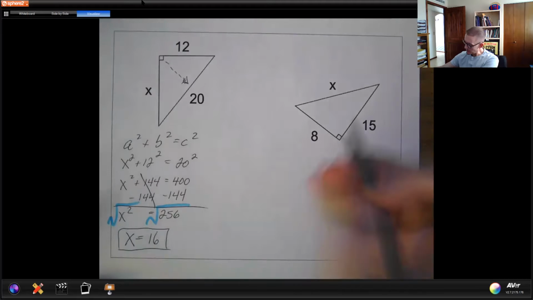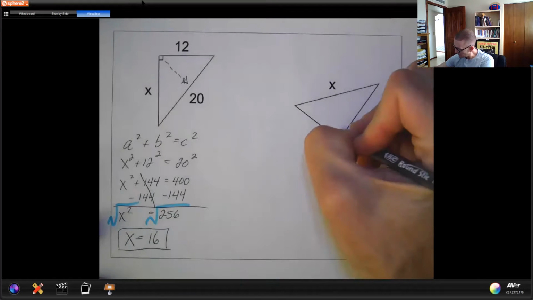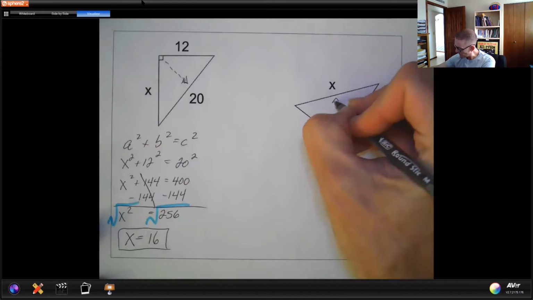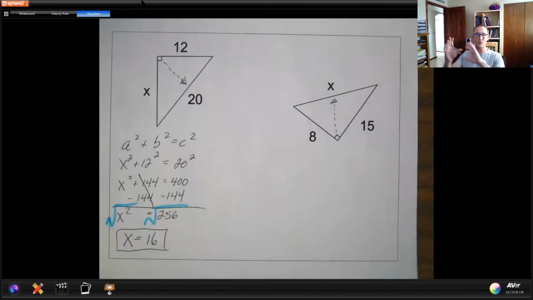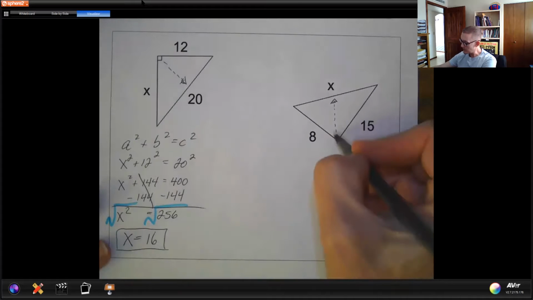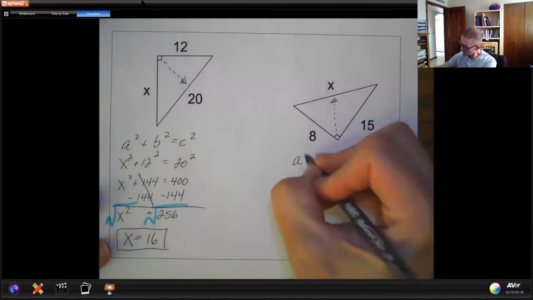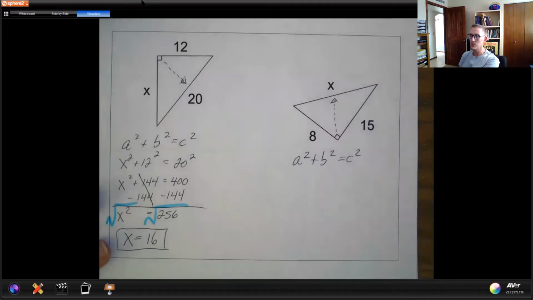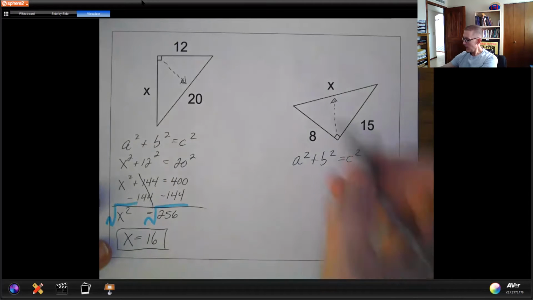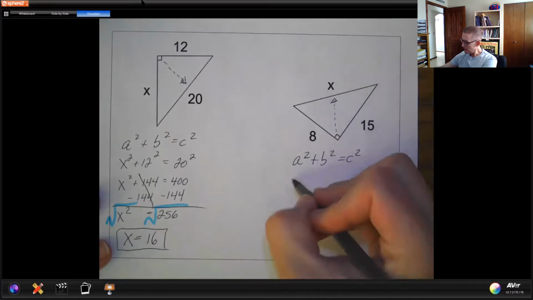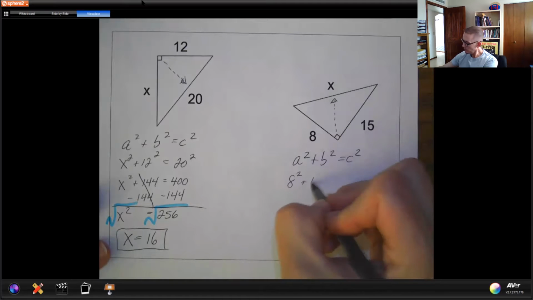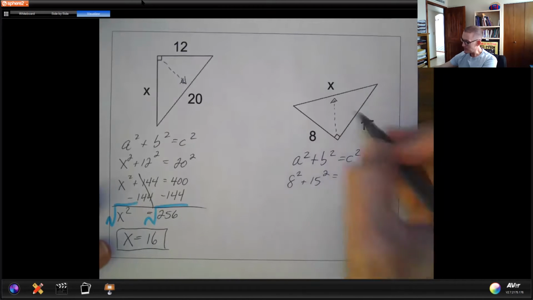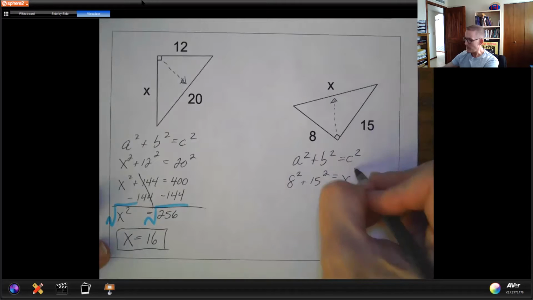And let's take a look at our second example here. So I'm going to go ahead and draw my arrow from that right angle. Notice each of these triangles has been moved and turned in slightly different locations. That's to force you to figure out which one is side C. Well, in this case, side C is our unknown. A squared plus B squared equals C squared. A and B are 8 and 15. So this is 8 squared plus 15 squared. And side C is where my x is. So I'm going to put that one there.